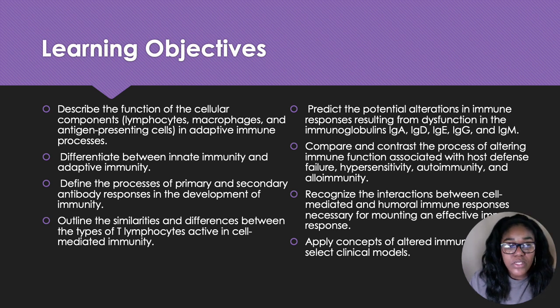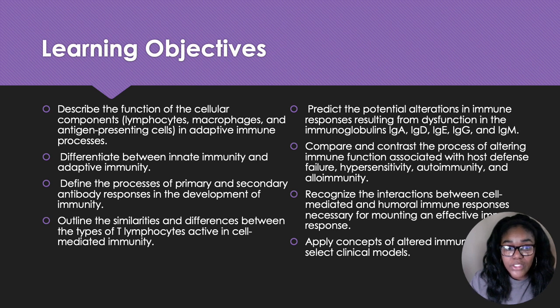You want to be able to define the process of primary and secondary antibody response in the development of immunity, and you also want to outline the similarities and differences between T lymphocytes and active cell-mediated immunity. We will talk about antibodies or immunoglobulins. More specifically, we'll talk about IgA, IgD, IgE, IgG, and IgM.